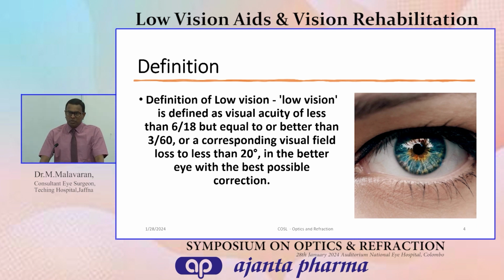What do you mean by best possible correction? After your treatment, either surgery or medicine or whatever you do, with the best possible correction, right? This is your ophthalmology, optics. This is the definition. But even with this vision, some people can do the task, some people can't. If they can't do the task, then you will have to categorize them as blind, because it is a multiple disability. So that's why the consultant eye surgeon should see and confirm. Okay?